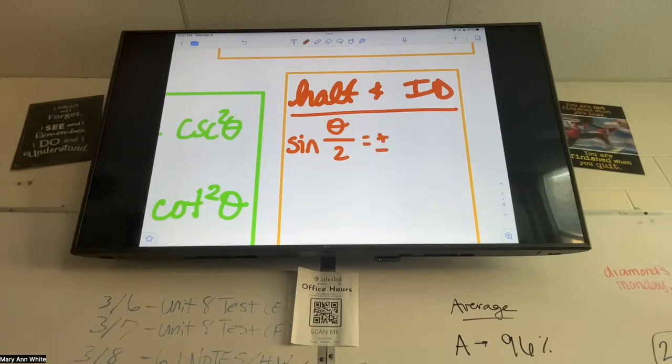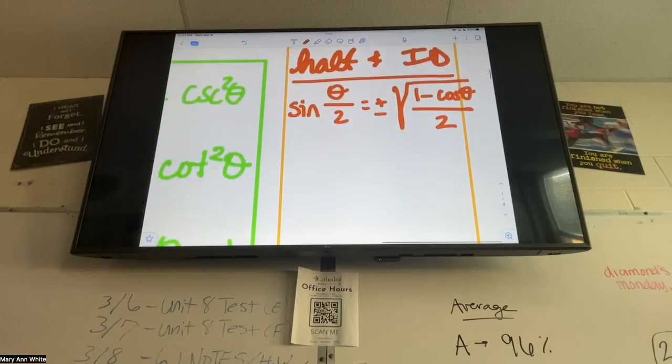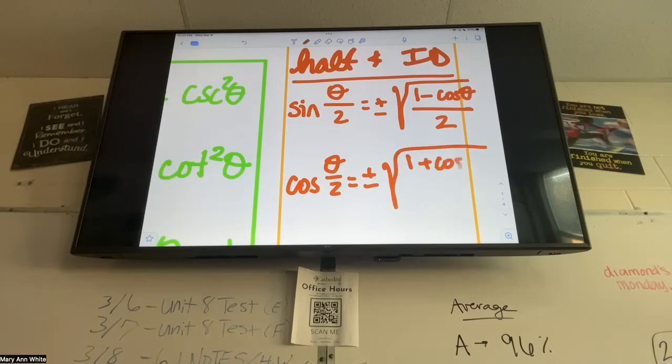These are all going to be kind of ugly. They're plus or minus these big radicals. And sine is going to be 1 minus cosine of theta, all of that divided by 2, so all of that's under the radical. My half angle formula for cosine is still going to be plus or minus, still going to be that ugly radical. But this time it's 1 plus cosine of theta over 2.